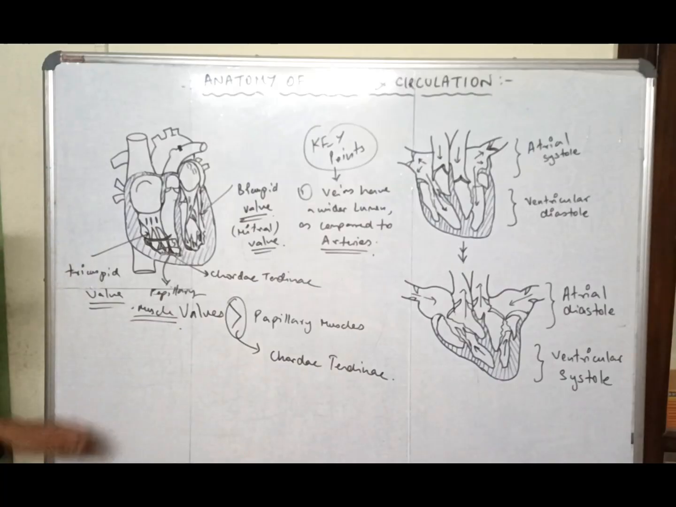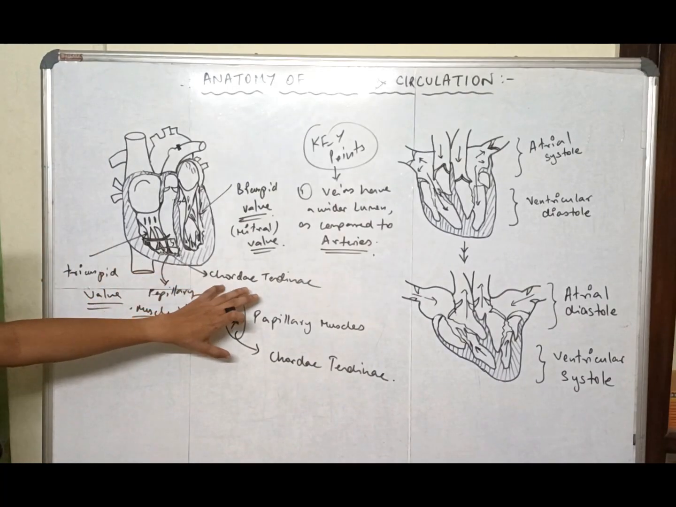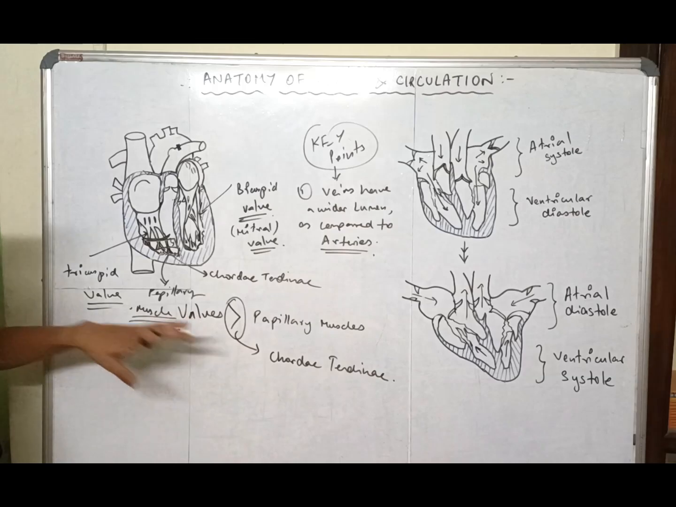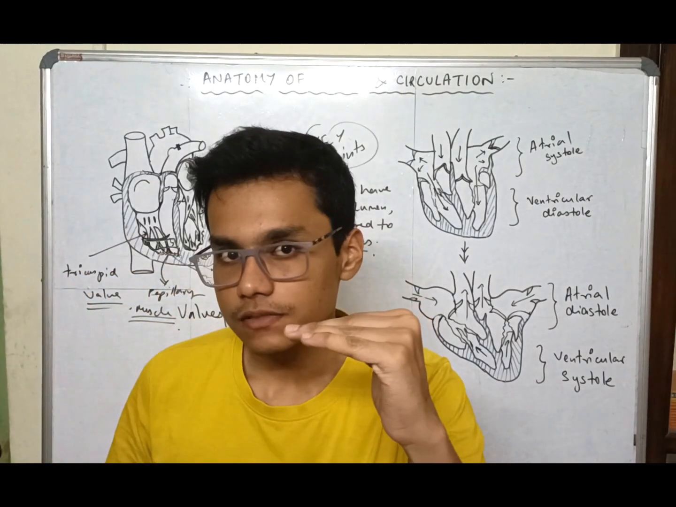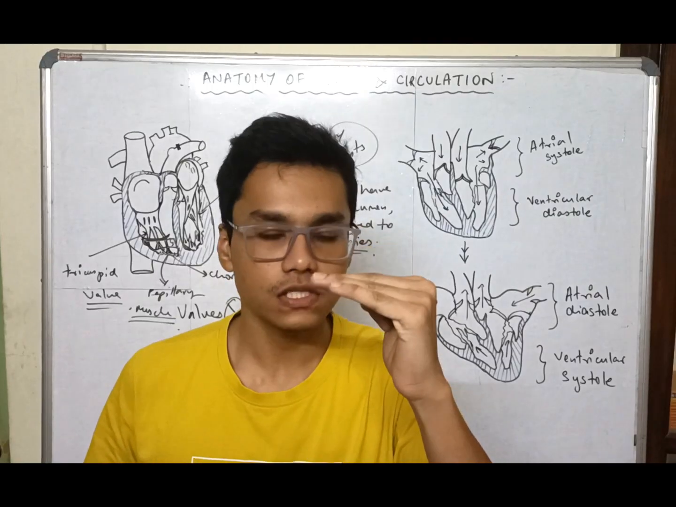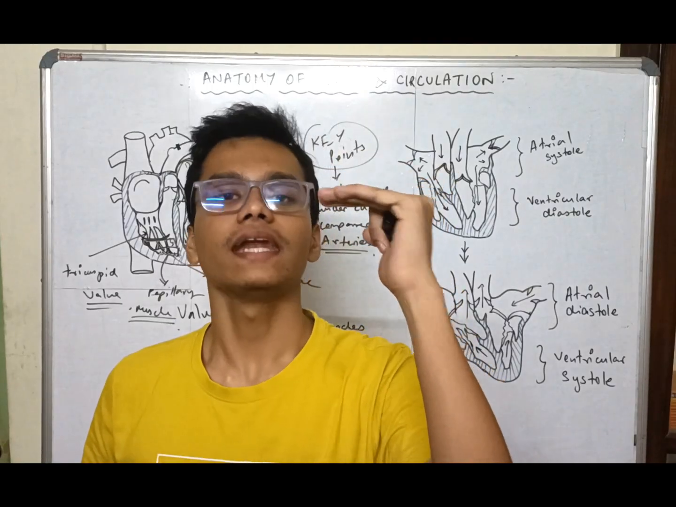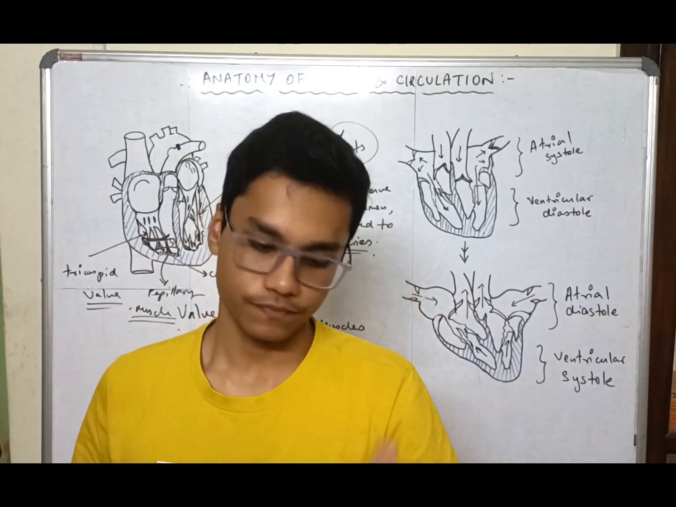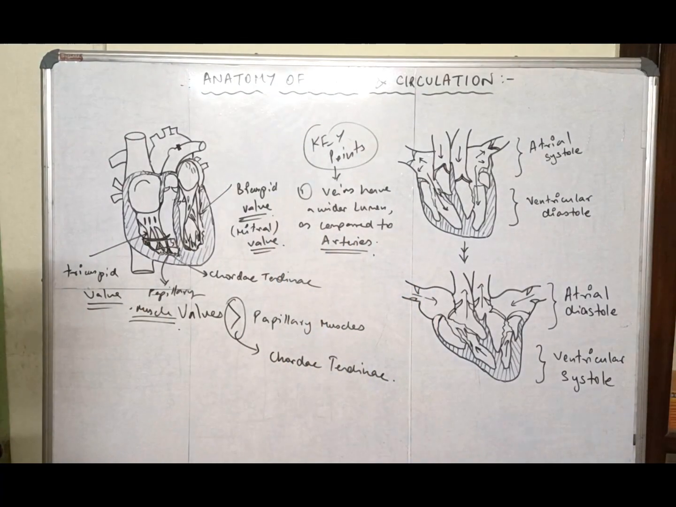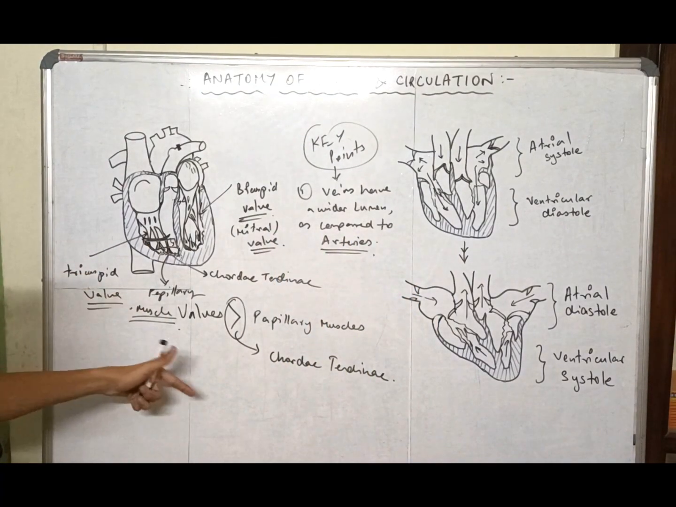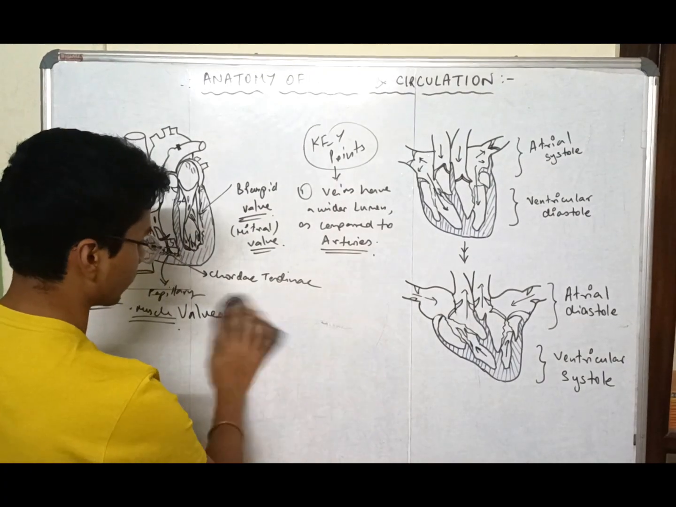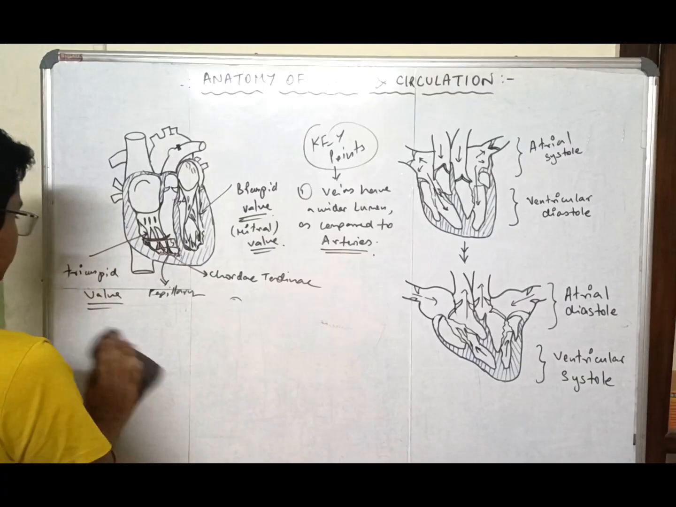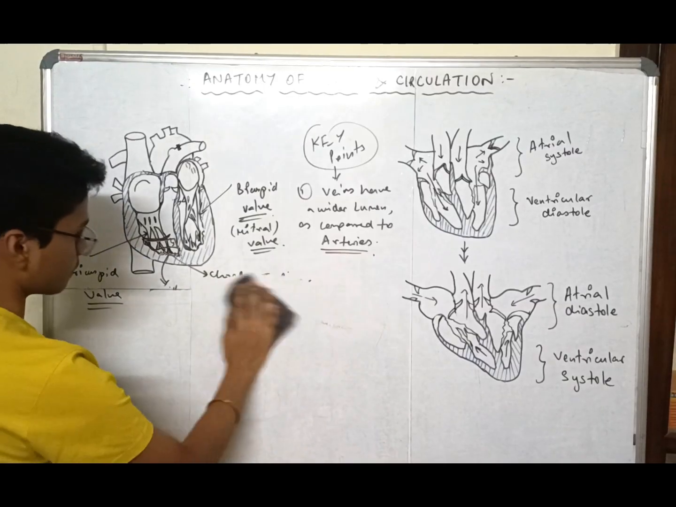So this is the actual emergence of valves from the heart. Again, repeat with me. First the papillary muscles. From papillary muscles, we go to chordae tendineae. From chordae tendineae, we go to valves. If you have noted it down, then may I have it? Okay. Slowly progressing.